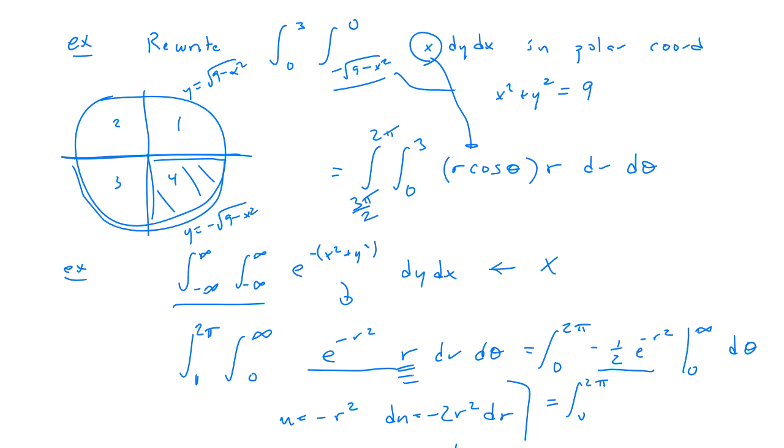So as r goes to infinity, what happens to this function? It goes to 0 because I have a negative in the exponent, which means it's in the denominator. So it just gives me 0 minus negative 1/2, so I just get 1/2. And that's going to be 1/2 theta from 0 to 2 pi, which will be just pi.